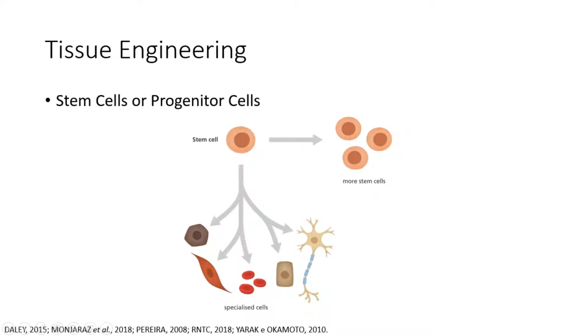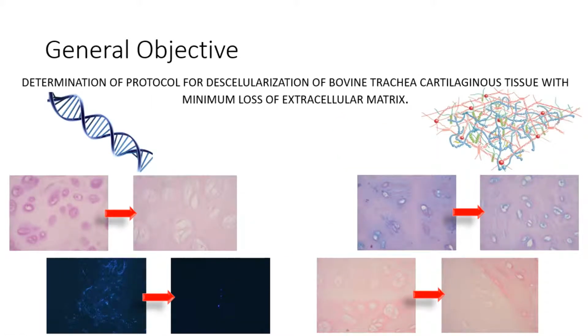After decellularization, these scaffolds are recellularized with stem cells or progenitor cells that may be from the patient himself. Thus, the aim of this study was to determine a protocol for the decellularization of bovine trachea cartilaginous tissue with minimal loss of extracellular matrix. Thank you.